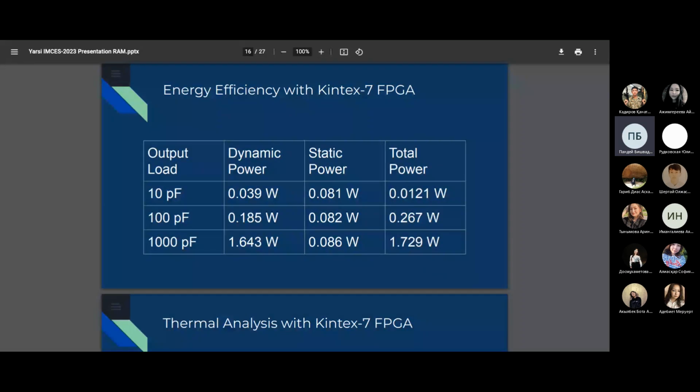1000 picofarad. Dynamic power 1.643 watt. Static power 0.086 watt. Total power 1.729 watt.